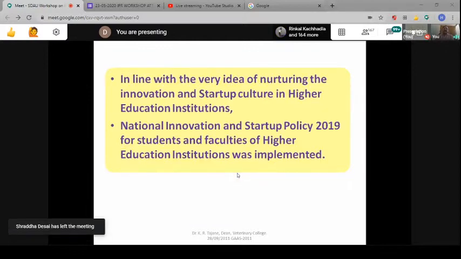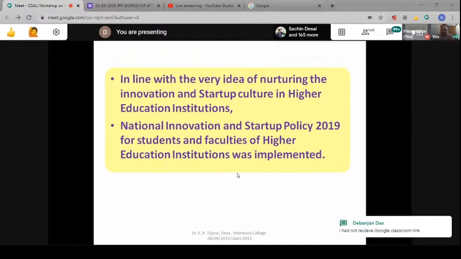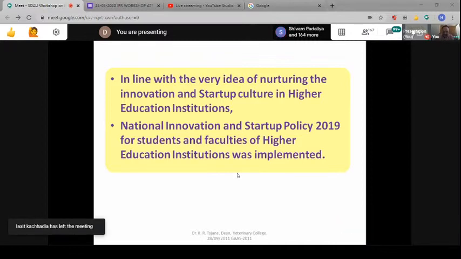Now, in line with this idea of nurturing innovation and startups, the government came up in 2019, just before one year, you might remember, with the National Innovation and Startup Policy, which was made effective. Why was it laid and made effective? Just so that students and faculty of higher education institutions can participate in research, start up, build skills, produce new things, innovate, and commercialize new things. For that purpose, to create the environment, this National Innovation and Startup Policy was started in 2019.